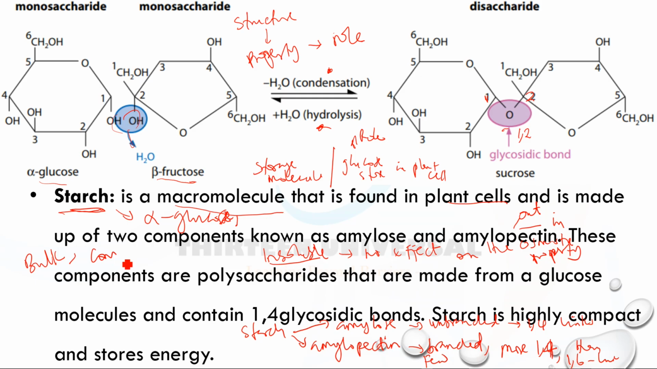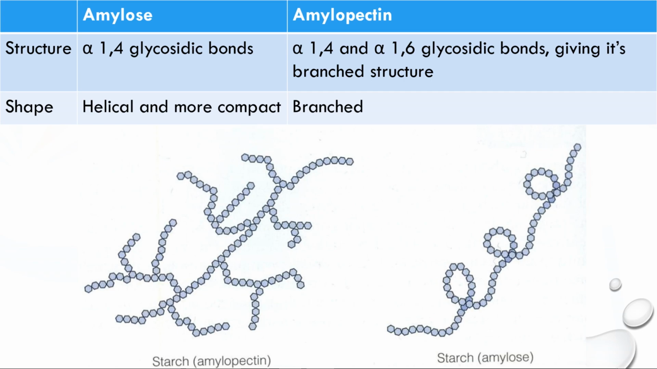Starch has a compact structure. Compact structure means it can store more glucose units in a small space. That's compact structure. Okay, very important. We're going to discuss much of that. So starch is highly compact. You can see that we mentioned it here, right? Stores energy. So you check this. This is amylose. This is amylopectin. You see, this is the structure.